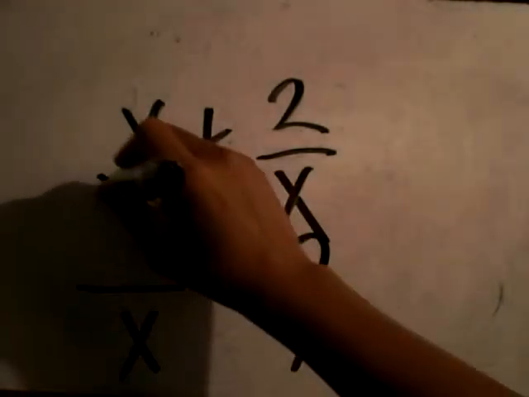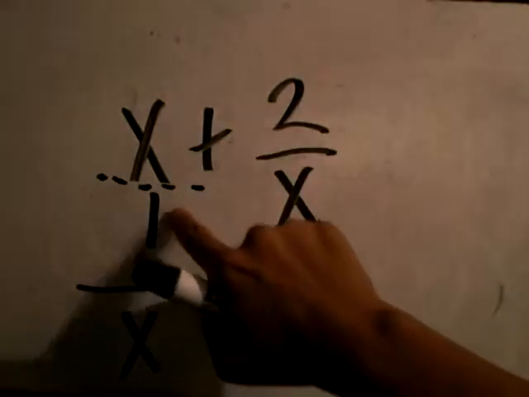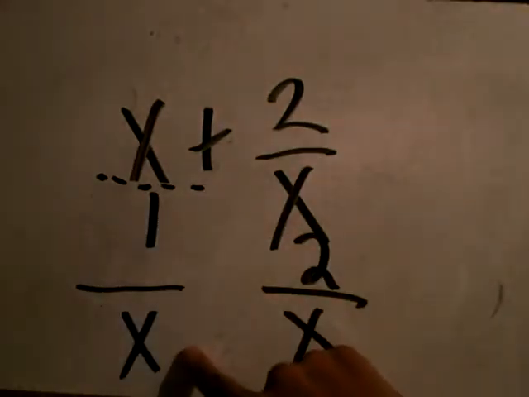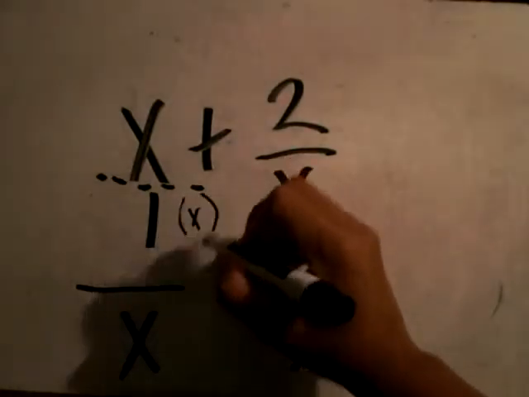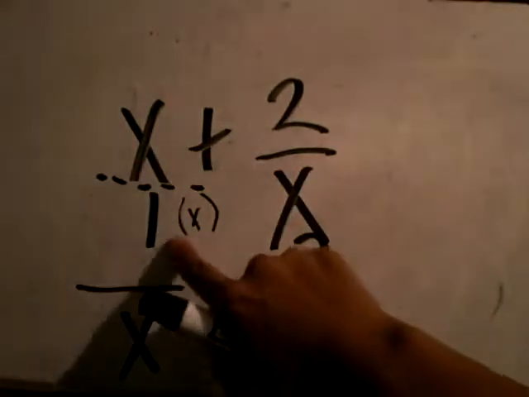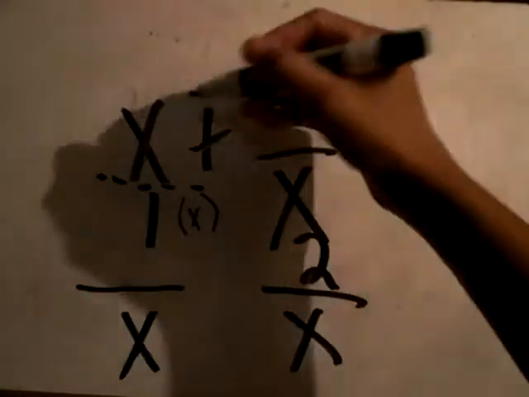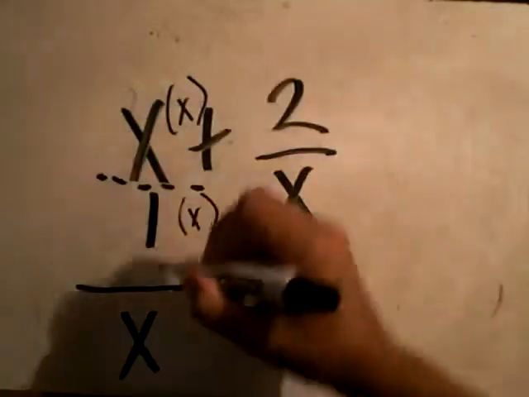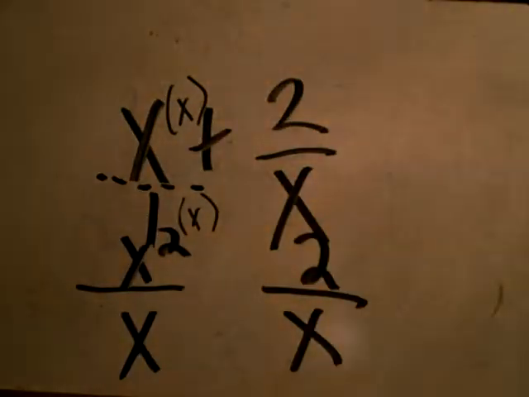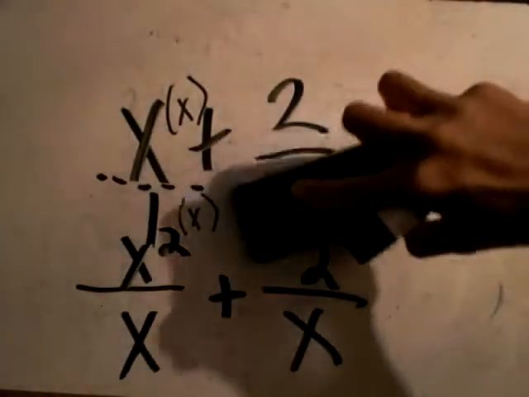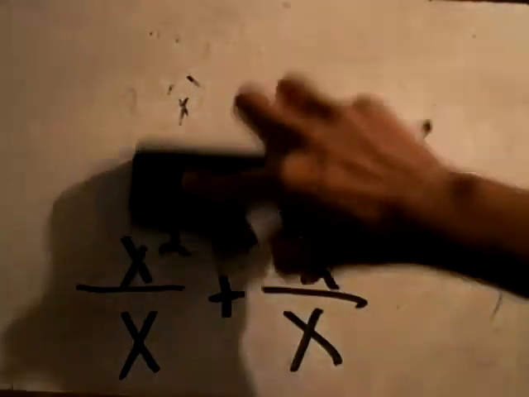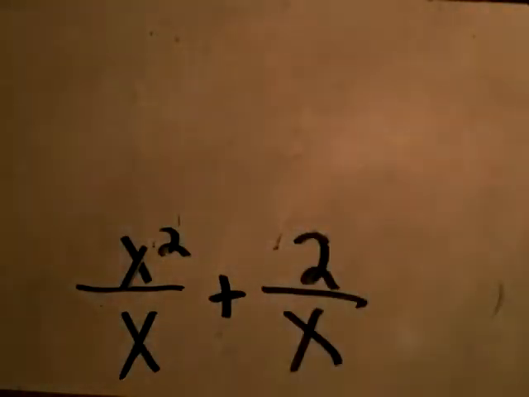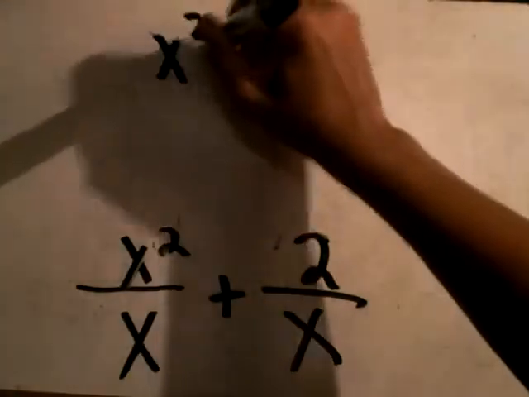So we have to think, well, how do we go from 1 to x? Well, we multiplied 1 times x to get x. But then whatever we do to the denominator, we have to do to the numerator. So x times x is x squared. Okay? Now let me erase this so it looks not so complicated. Actually, let me rewrite this up to the top as well.